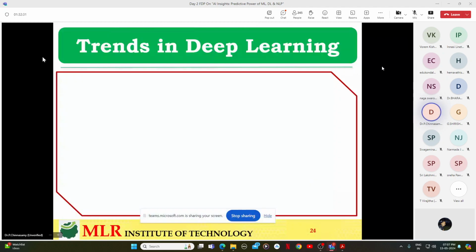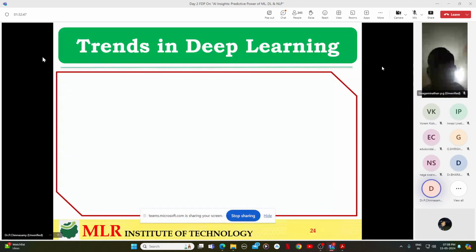Now we are at the next part. I think as of now there are no more doubts for today's session. Any doubt as of now? So we'll continue.